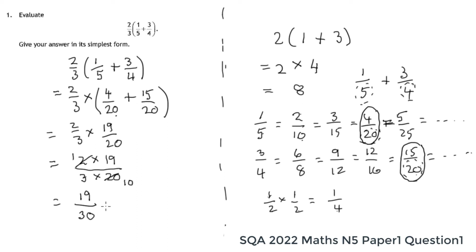And there's no more cancelling that we can do in this fraction. So that means it's in its simplest form. All common factors have been cancelled out between the top number and the bottom number. So there we go, the answer is 19/30.